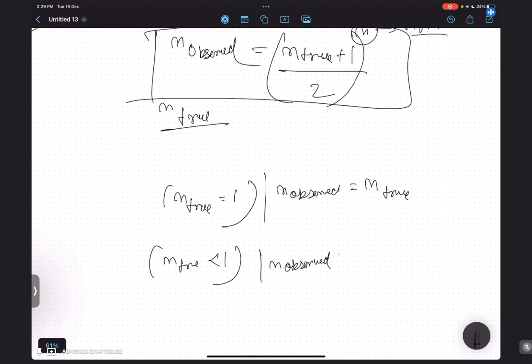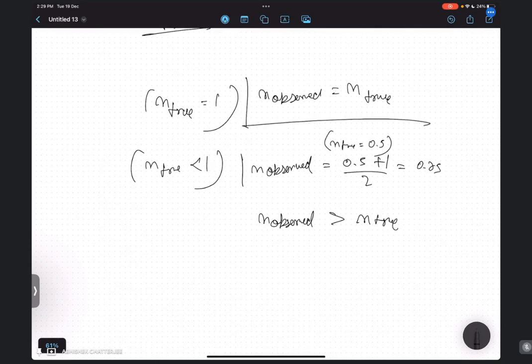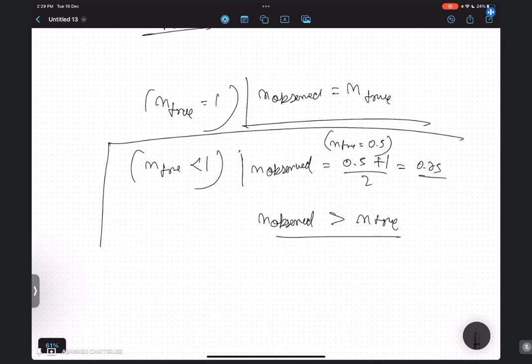अरे अगर n less than 1 है तो 0.5 put करके देख लो ना, तो क्या आ जाएगा, ये तुम्हारा n observed equals to क्या आ जाएगा, (0.5 + 1)/2। 0.5 प्लस 1 मतलब 1.5, 0.75 आ जा रहा है। हाँ, तो फिर मतलब क्या हो जा रहा है, n observed is greater than n true. Okay, for n true to be equals to 0.5, your n observed is coming out as 0.75. So for n true less than 1, this n observed will be greater than n true.